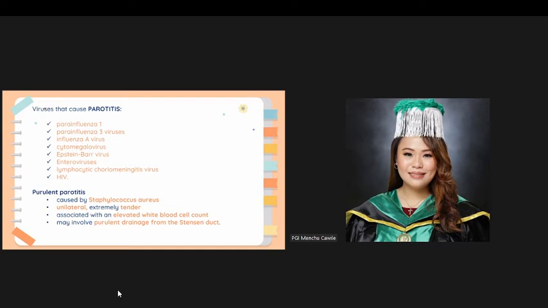Thank you. So, for the differential diagnosis, the viruses that cause parotitis would include parainfluenza 1, parainfluenza 3, influenza A virus, cytomegalovirus, Epstein-Barr, lymphocytic choriomeningitis virus, and HIV. Purulent parotitis is caused by Staphylococcus aureus and is usually unilateral and extremely tender and is associated with elevation of WBC and may involve purulent drainage from the Stensen duct.